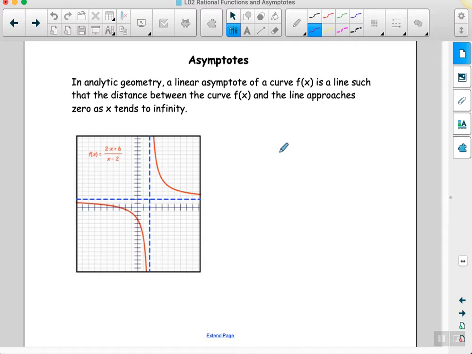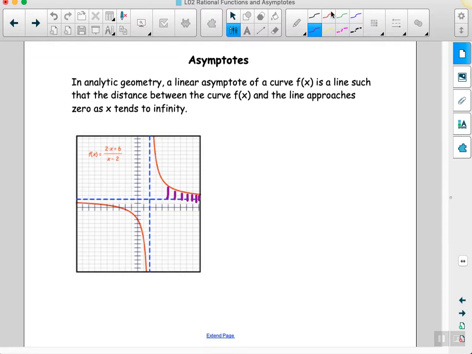In analytic geometry, we talk about what an asymptote is. Let's look at the horizontal asymptote here, and let's look at the distance between the curve and that asymptote. Do you see how the distance between the curve and the asymptote is decreasing? So it starts to approach 0. So the distance between the curve and this horizontal asymptote is approaching 0 as we head to infinity.